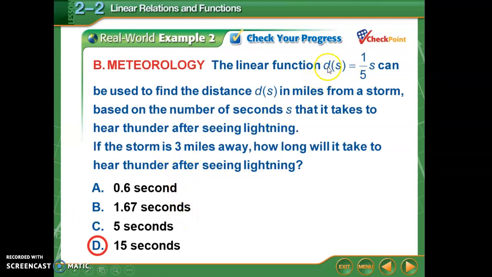So distance is 3 equals 1/5 times s. So you're looking for the s, the number of seconds. So d here is 3 miles. So you plug in, multiply both sides by 5. So 5 times 3 equals 15 seconds.